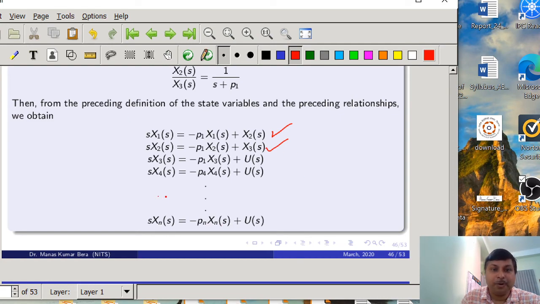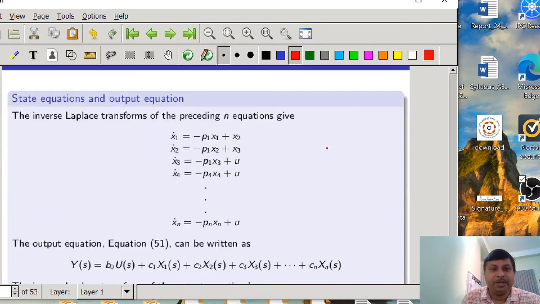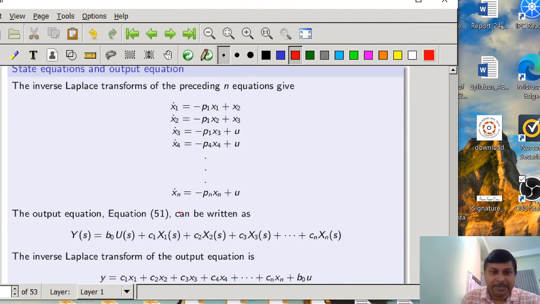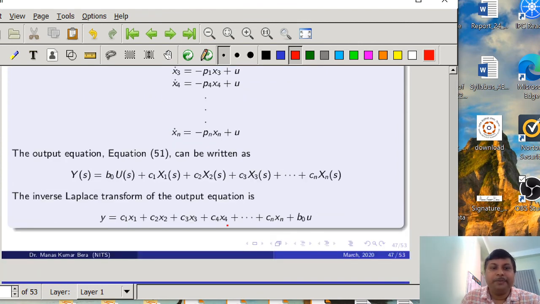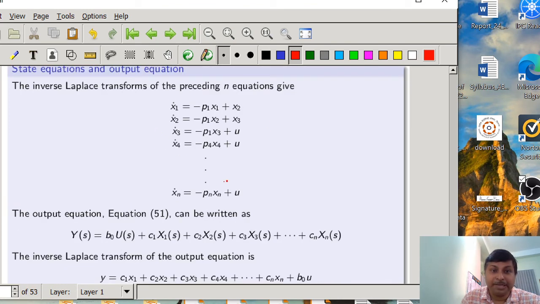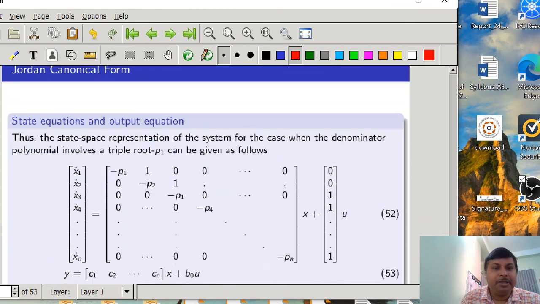Now if we want to transform, if you take the inverse Laplace transform, then the state equations are like this, and the output equation ultimately will be expressed by y equal to c1 into x1 plus c2 into x2 plus cn into xn plus b0 into u. Now we have to represent this state equation in vector matrix notation. Mind that in these two terms no u terms are there. It is minus p1 into x1 plus 1 into x2, and it is minus p1 into x2 plus 1 into x3. So how does it look? If you represent it in a vector matrix notation, the notation will be like this.